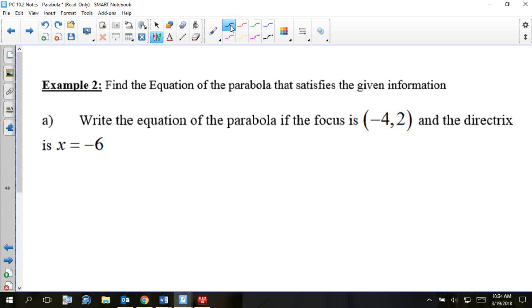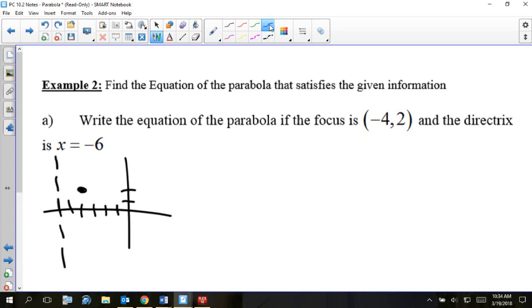Write the equation of a parabola. The focus is at -4, 2, and the directrix is at x equals -6. So I'm going to go to -4, 2. There's my focus. X equals -6 is my directrix. So you remember the focus is on the inside of that curved part of the parabola. So I know that my parabola is going to be opening to the right.